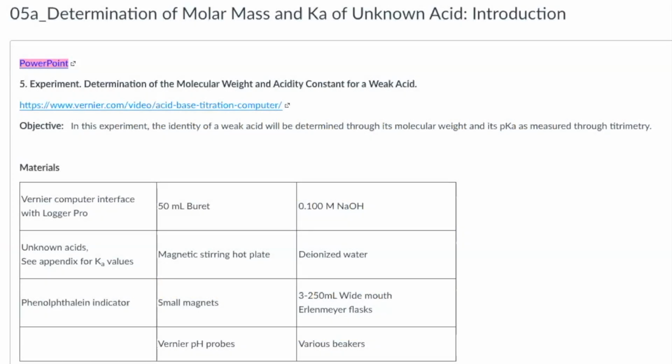Experiment number 5, which is this week's schedule. And it's timely because we are concentrating on acid-base chemistry in lecture. So we've been talking about acid-base chemistry for the past couple of weeks. And so your last experiment for this particular section is to determine the identity of an unknown weak acid through titration.